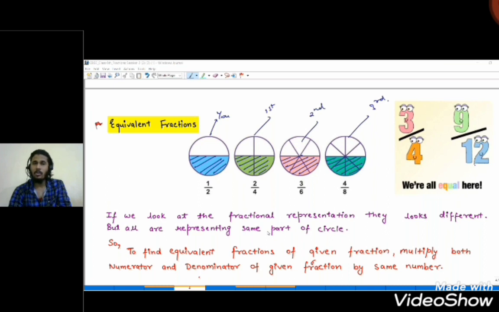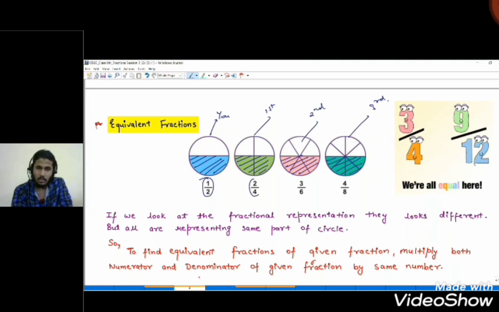It means that it doesn't matter if we divide the cake into 2 equal pieces, 3 equal pieces, or 5 equal pieces, 6 equal pieces, 8 equal pieces. However many equal pieces we divide the cake into, we still get the same share of the cake. Look, this represents this fraction. Representation is 1 upon 2.